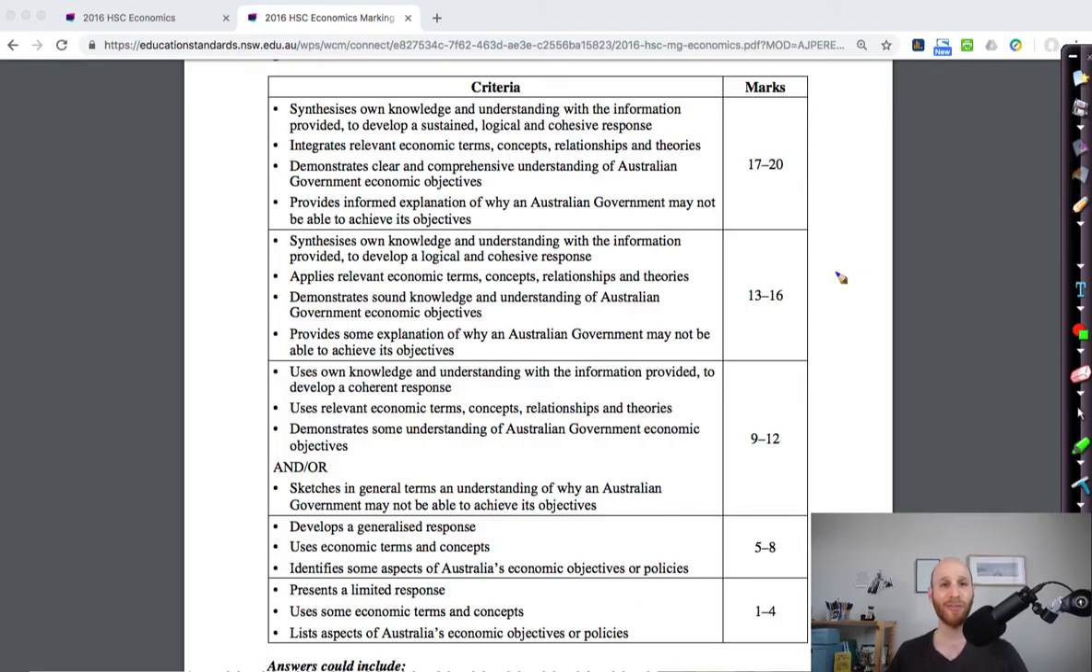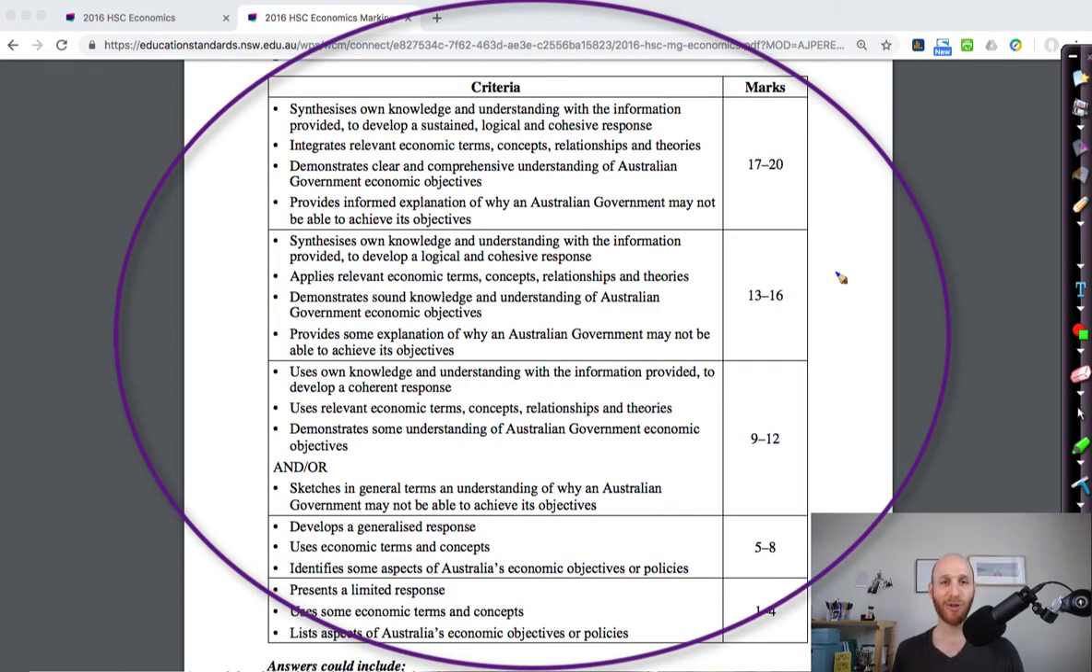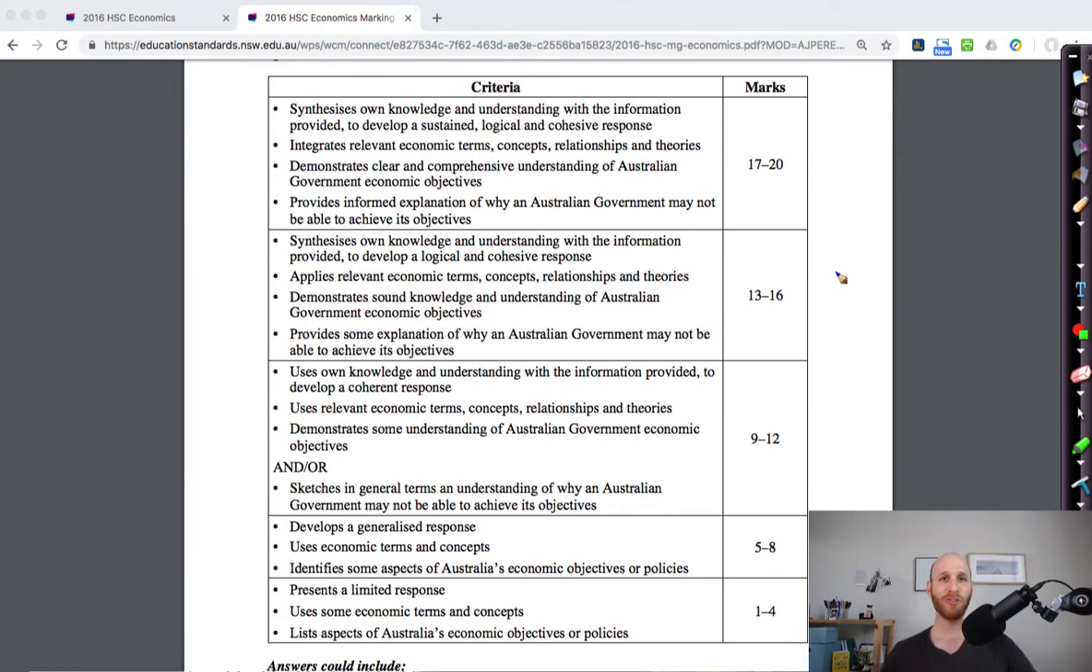Now here is the marking criteria for question 26 from the 2016 Economics HSC. What I want you to think about is that as much as you would like it to be the case, you do not start here. No one starts here. In fact, when a marker first looks down at your carefully crafted words, you start right here.